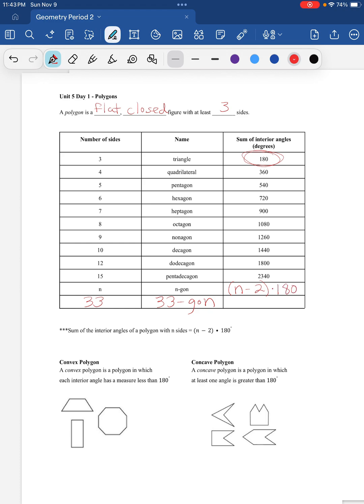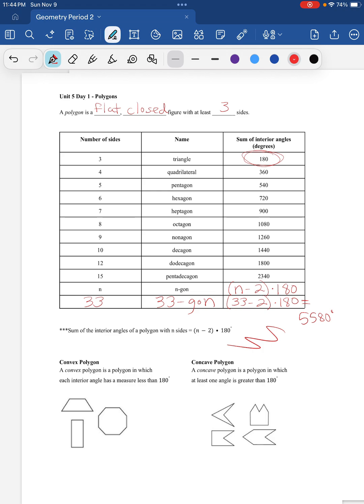So for example, if I have my 33-gon and I want to know what the sum of the interior angles is for this 33-gon, I would take 33, n is the number of sides, in this case 33, minus 2, and take that quantity times 180. So basically I would do 31 times 180, and I would get 5,580 degrees.